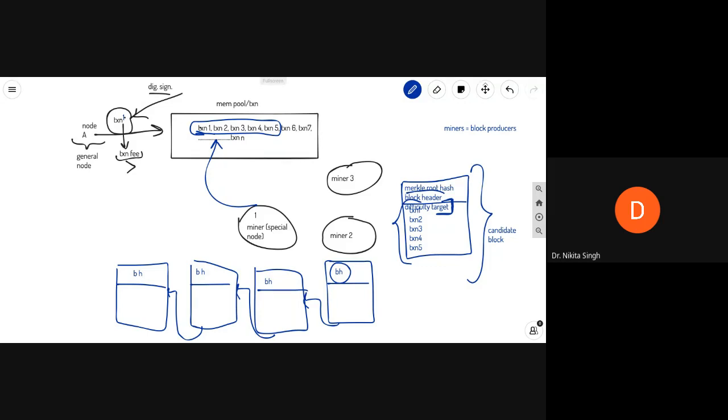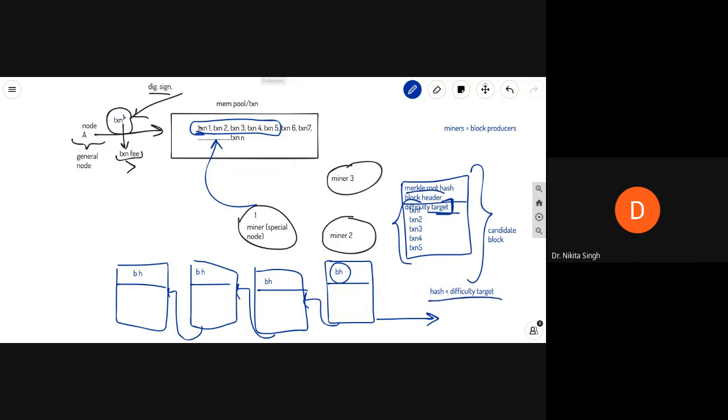So now what the miner does is that we are saying that he needs to solve a cryptographic puzzle. So this difficulty target is the cryptographic puzzle. What our proof of work algorithm says is that whenever you want to create a new block in the blockchain, you will have to ensure that whatever hash you get, that hash has to be less than the difficulty target that has been set by the network.